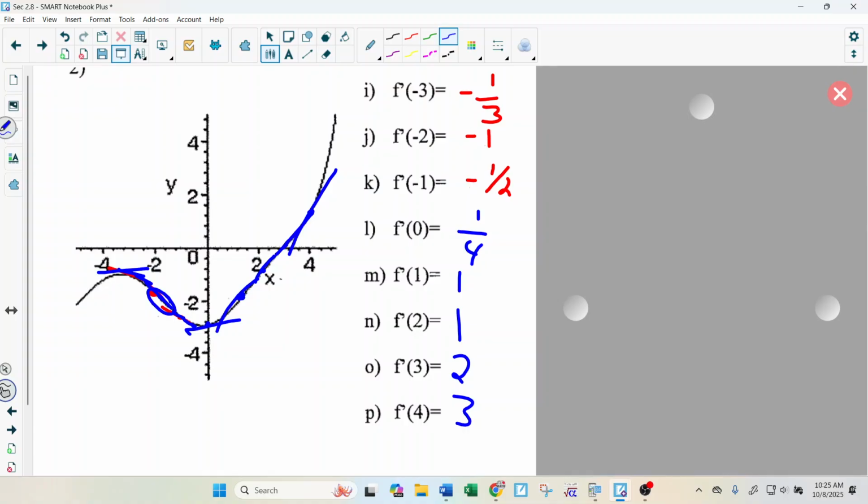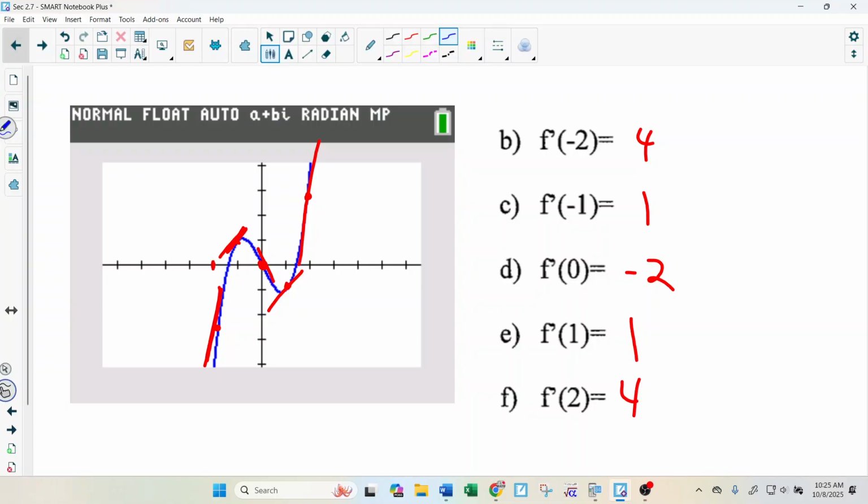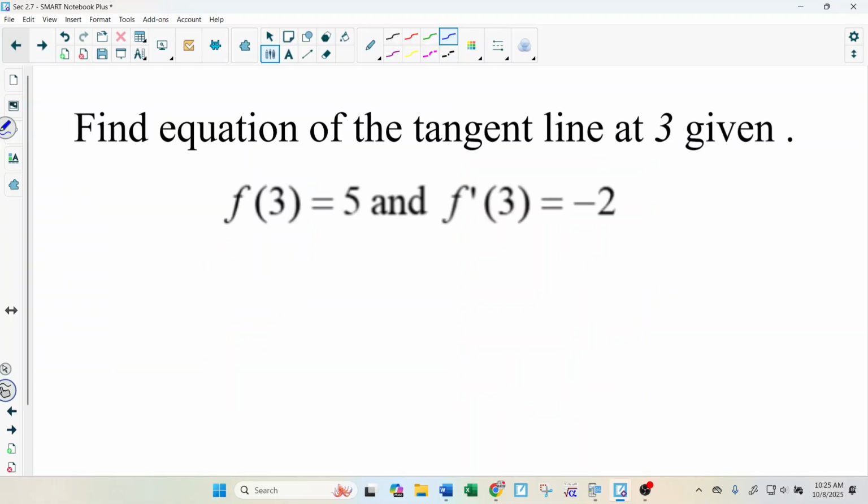One more thing I want to look at. It's on your homework, but not on the notes. So on the back of the paper or somewhere on the side, you can write this down. Find the equation of a tangent line at 3 given these two things. So given this information, can we find the equation of a tangent line?